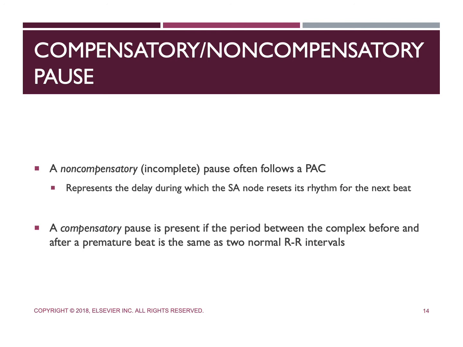You're also going to hear the terms compensatory and non-compensatory pauses. A non-compensatory or incomplete pause is often going to follow a PAC. What this represents is the delay during which the SA node resets its rhythm for the next beat. So that's where we see an incomplete pause. The SA node is resetting itself before the next beat. A compensatory pause is present if the period between the complex before and the complex after a premature beat is the same as 2 normal RR intervals. So that's how we would tell the difference between these two.